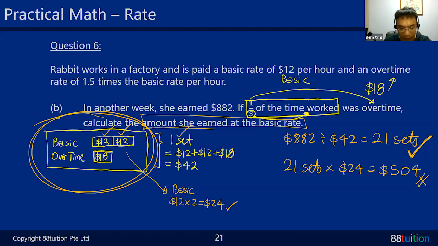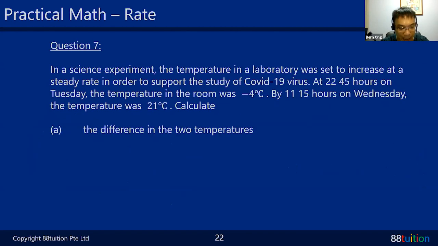All right, and the last question, question 7. Ken, let's finish it. In a science experiment, the temperature in the laboratory was set to increase at a steady rate in order to support the study of the COVID-19 virus. At 22:45, which is 10:45 at night on Tuesday, the temperature in the room was -4 degrees Celsius. Usually for temperature, I like to draw a temperature line like this.